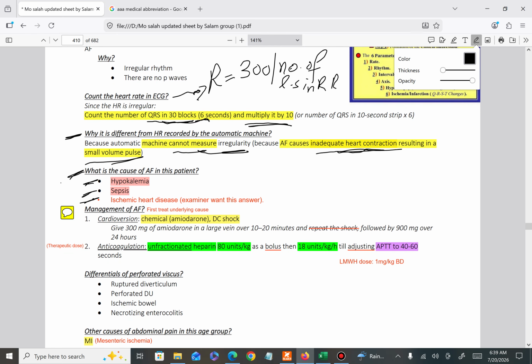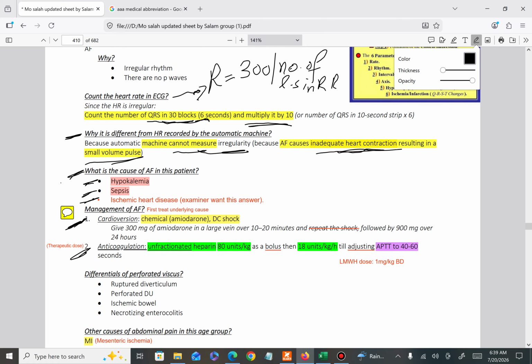Okay, then how will we manage atrial fibrillation? So for the management, first we will manage the underlying cause. Then there are two treatment options for atrial fibrillation: one is cardioversion and the other is anticoagulation. In cardioversion, we can do chemical cardioversion or DC shock.